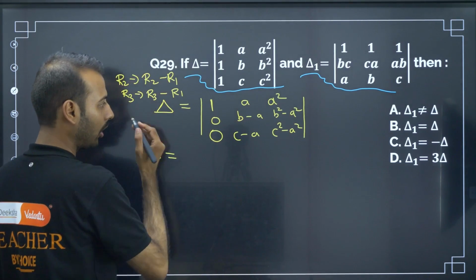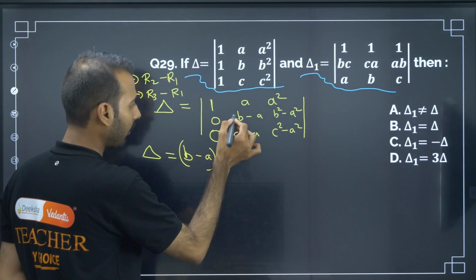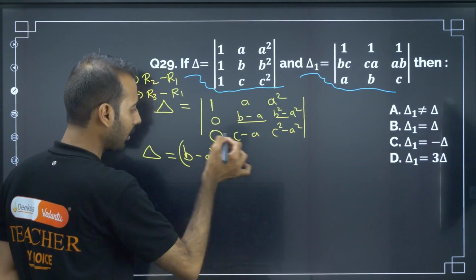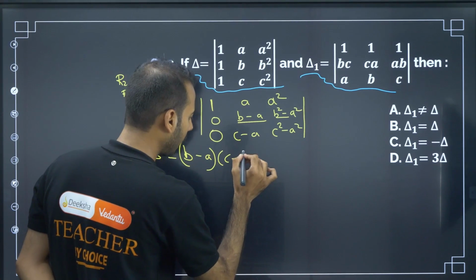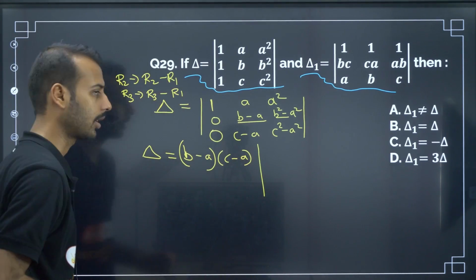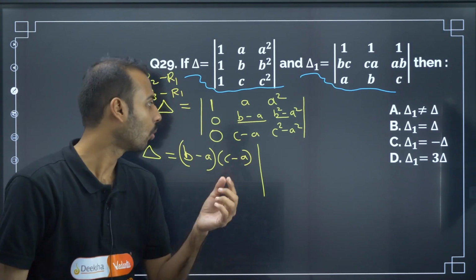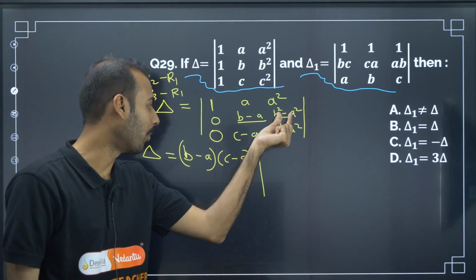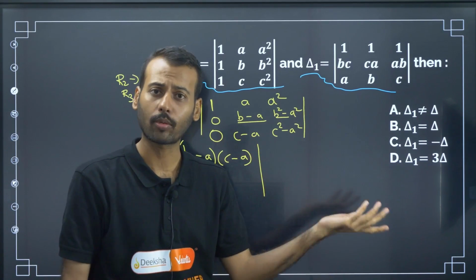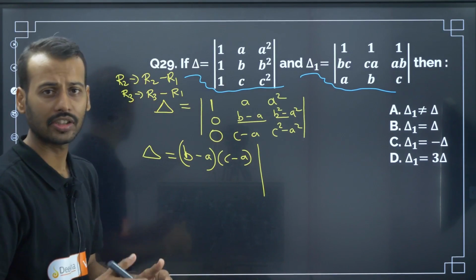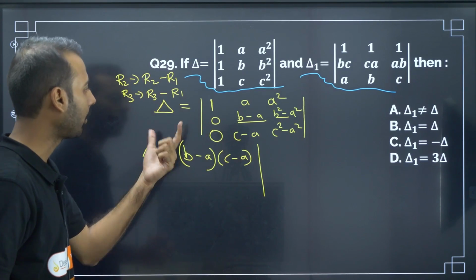how to evaluate this? For this, from the second row I will take b minus a common. From the third row I will take c minus a common. Using properties. Listen to my words. I am not writing that property, but I am explaining what I am doing. I am taking b minus a common from the second row, c minus a common from the third row. This can be done using properties. If you know properties, it is a good thing. If you don't know, please open the NCERT textbook and see the properties.